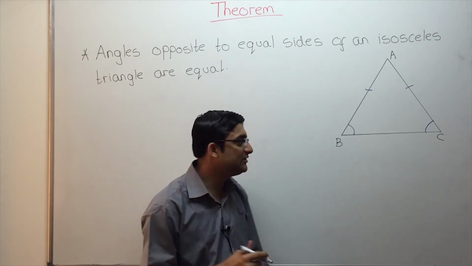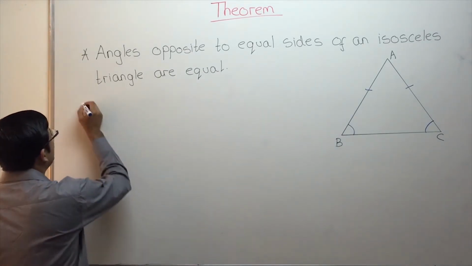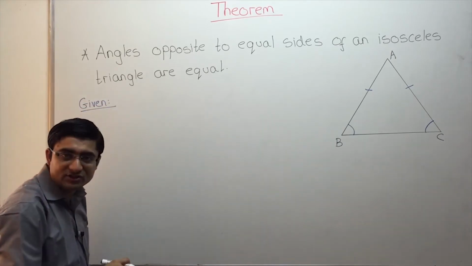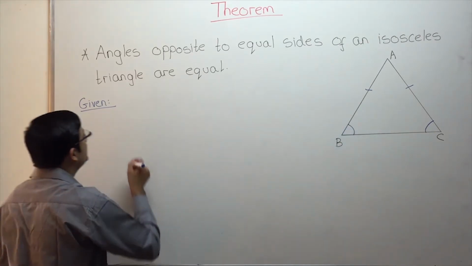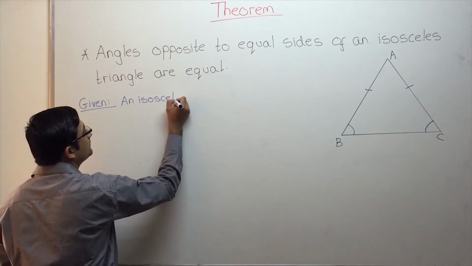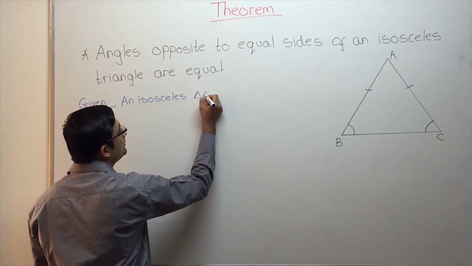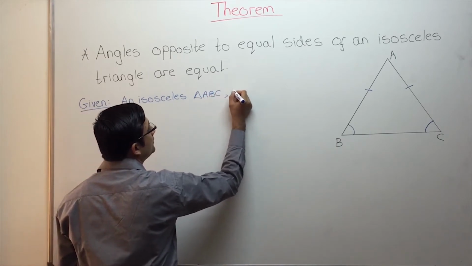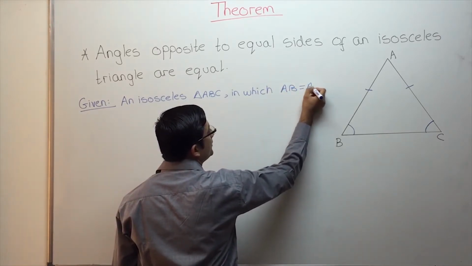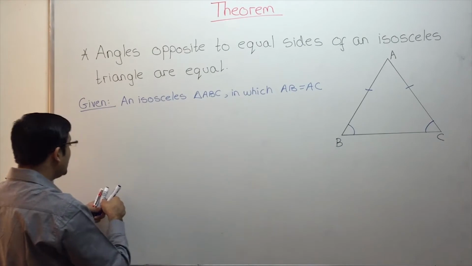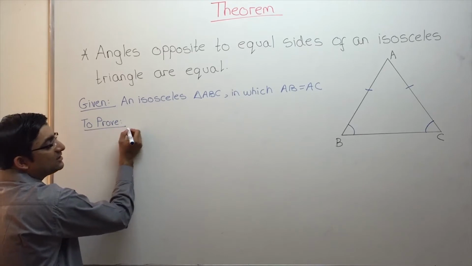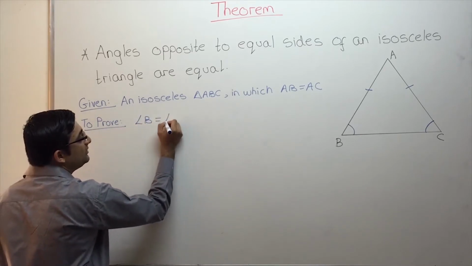So now let's study how to prove this theorem. So we'll first of all begin with what is given to us. So what is given to us? An isosceles triangle ABC in which AB is equal to AC. So this over here is given to us. Next, what do we have to prove? Very important. So we have to prove that angle B is equal to angle C.